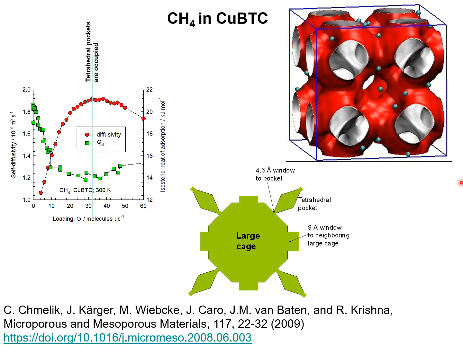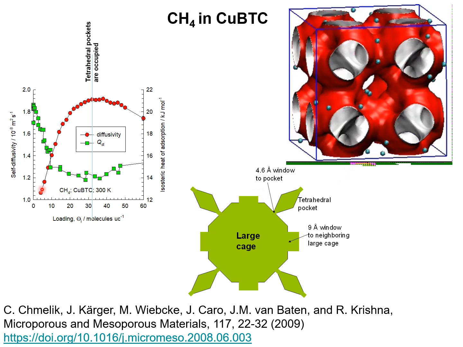Let's have a look at the animations for methane motion within the cage window structure of copper BTC. The methane molecules are able to enter the tetrahedral pockets through these triangular 4.6 angstrom windows.